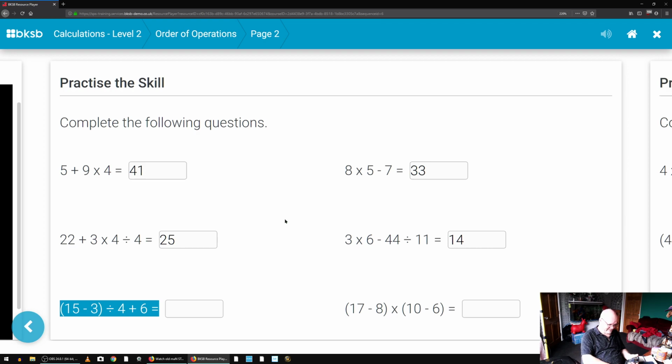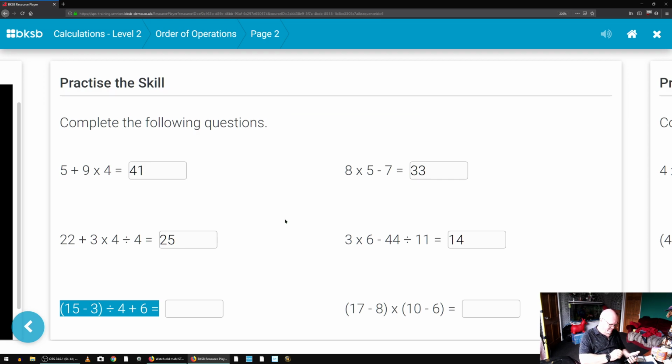Right, 15 minus 3, that's 12. You then have to divide that by 4, which equals 4, and plus 6 equals 10. So that's my answer, 10. And obviously if you do it the wrong way, it doesn't work. So let's write it exactly like that in the calculator.